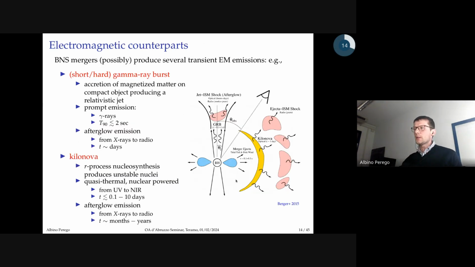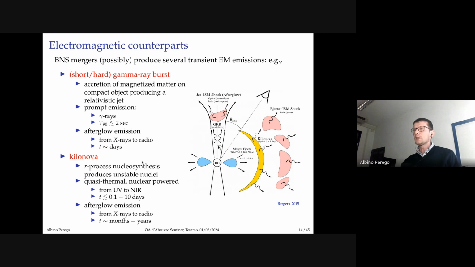This is all very important. Binary neutron star mergers are important not only for nucleosynthesis, but also from an astrophysical perspective, because they produce counterparts. Of course, one of the most famous is the gamma ray burst, because you have the central black hole surrounded by a magnetized accretion disk, and for example, through the Blandford-Znajek mechanism, you can actually launch a relativistic jet which produces a gamma ray burst. This is what we think is the mechanism behind gamma ray burst, at least short gamma ray burst production.